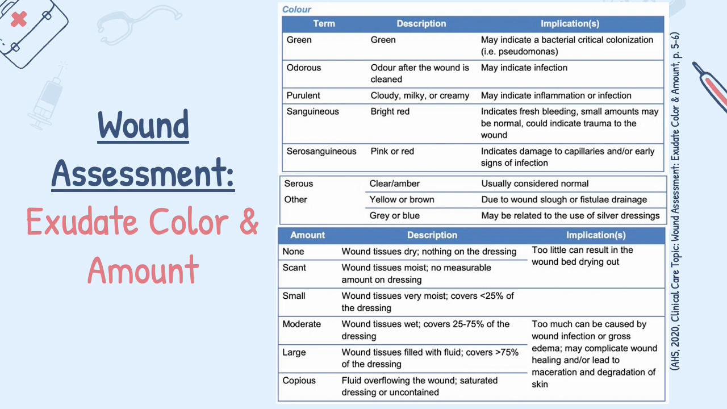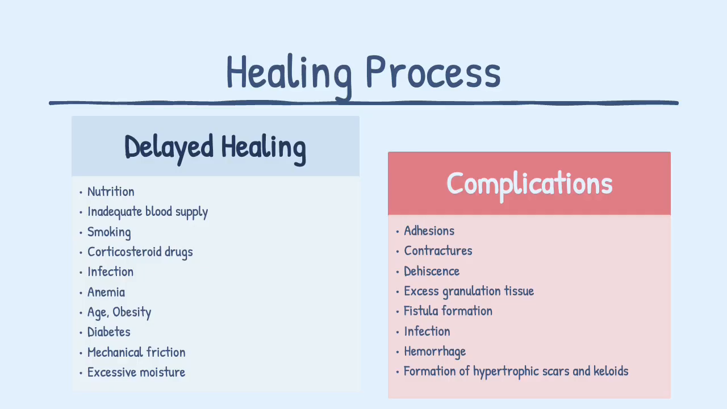When you're removing the old dressing from a wound, you need to assess how much exudate is there on the dirty dressing, again using the descriptions for the color and the drainage. Is it green? Is it purulent? Is it sanguineous, serosanguineous? And then also the amount, so how much of the dressing is covered. Is it saturated? Is it dripping?